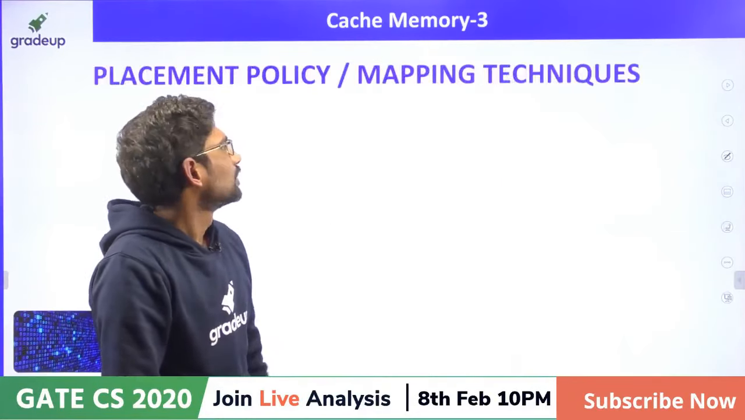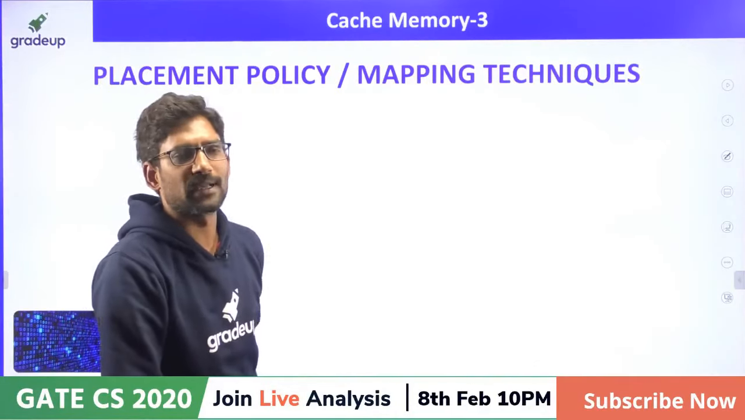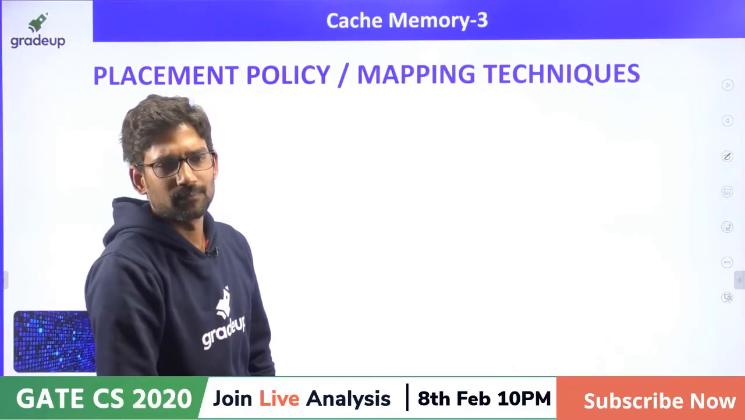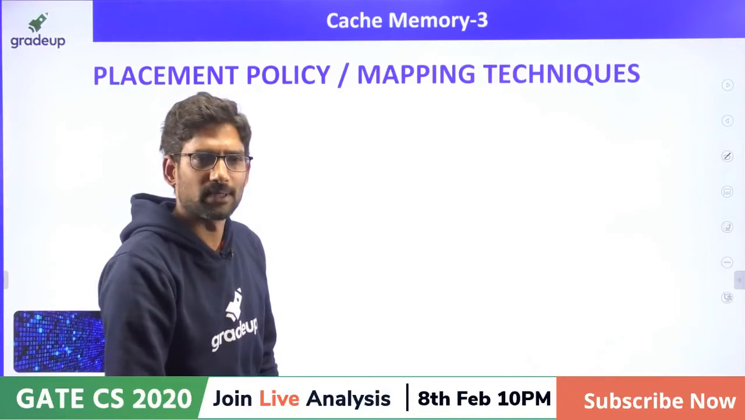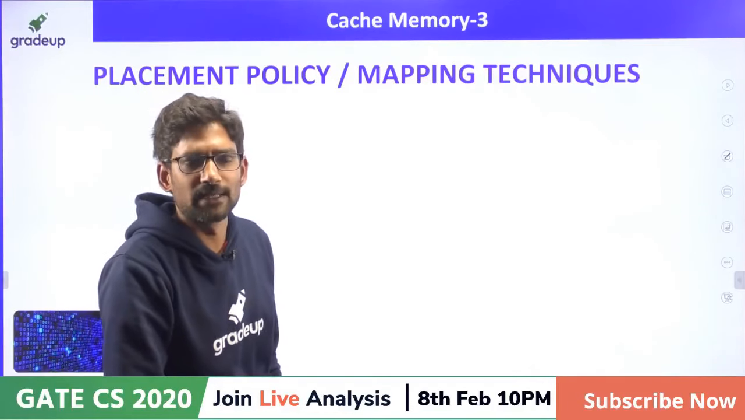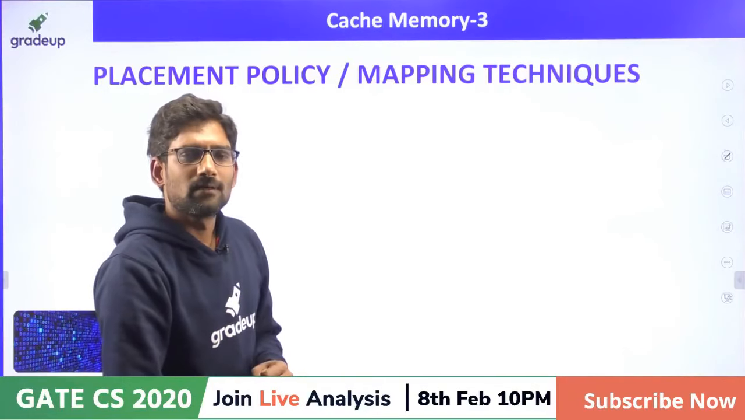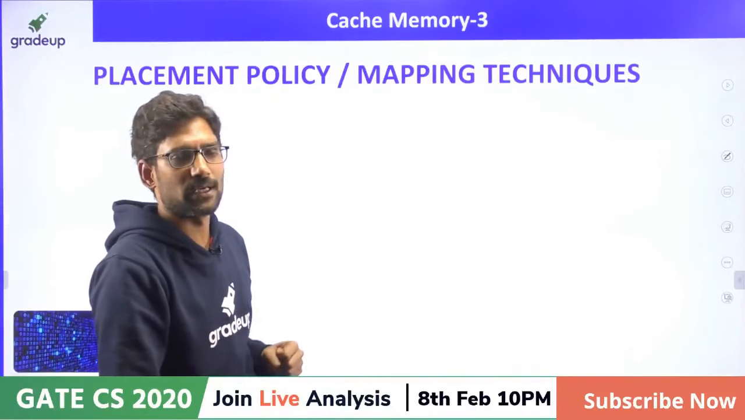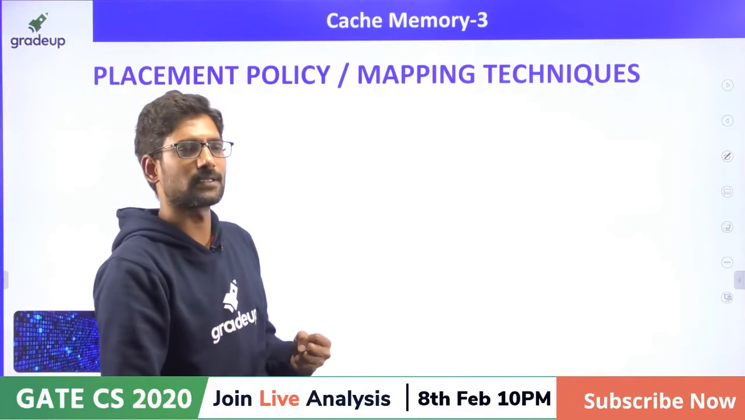Right. Now we will move on to the next topic of cache memory, that is placement policy or mapping technique. We have already discussed the prefetch policy of cache memory. What is the prefetch policy of cache memory? Locality of reference, isn't it? Now the next policy is placement policy or mapping technique. What is this placement policy?